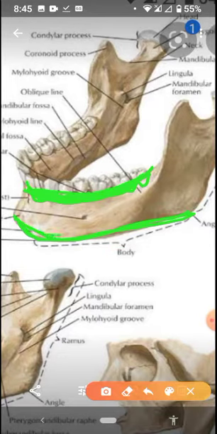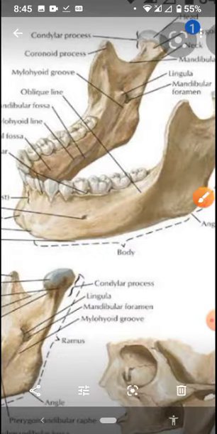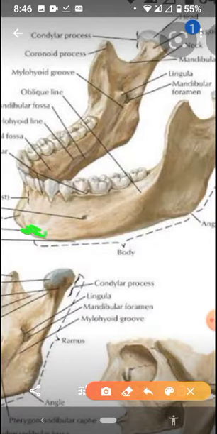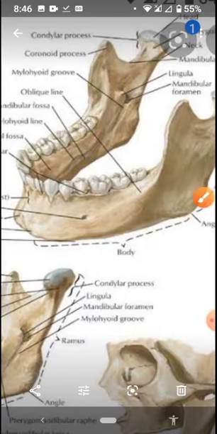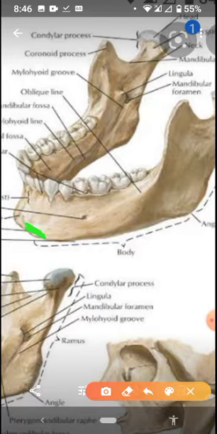Let me tell you something about the base. On the base you can see a depression over here, and on the other side too. This is basically the digastric fossa. The digastric fossa is for the digastric muscle, which is attached at this point, and that's why this depression is called the digastric fossa. When you study the muscles of the neck, you will study the digastric muscle, which is attached over here, and that's why this fossa is called the digastric fossa.